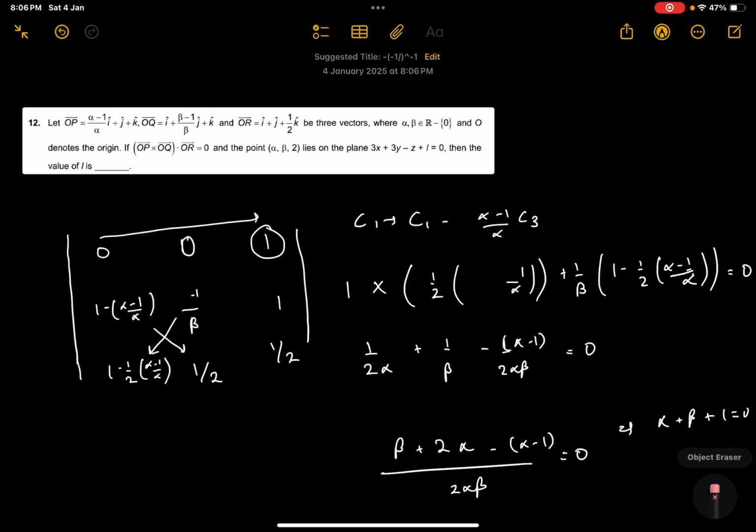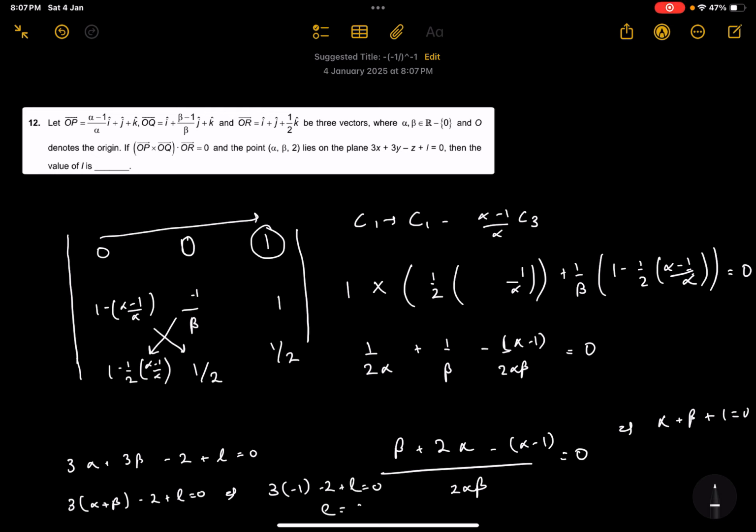We are given that alpha comma beta comma 2, this point lies on this plane. That means 3 alpha plus 3 beta minus 2 plus L equals to 0. We know alpha plus beta is minus 1, so we get 3 times alpha plus beta minus 2 plus L equals to 0, which implies 3 times minus 1 minus 2 plus L equals to 0, which gives us L is equals to 5.